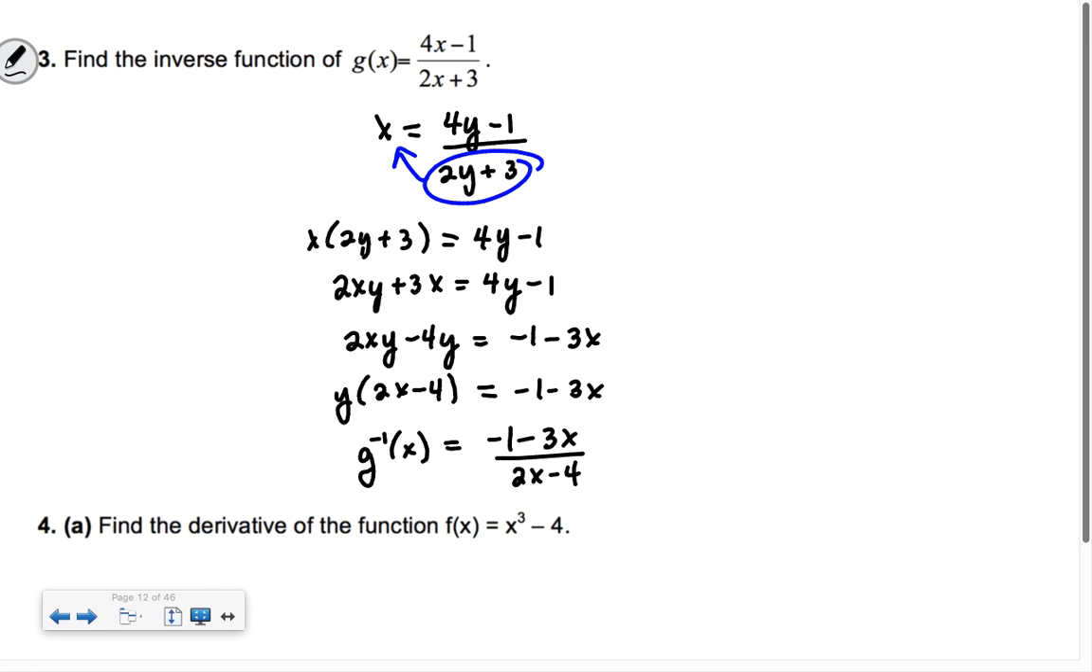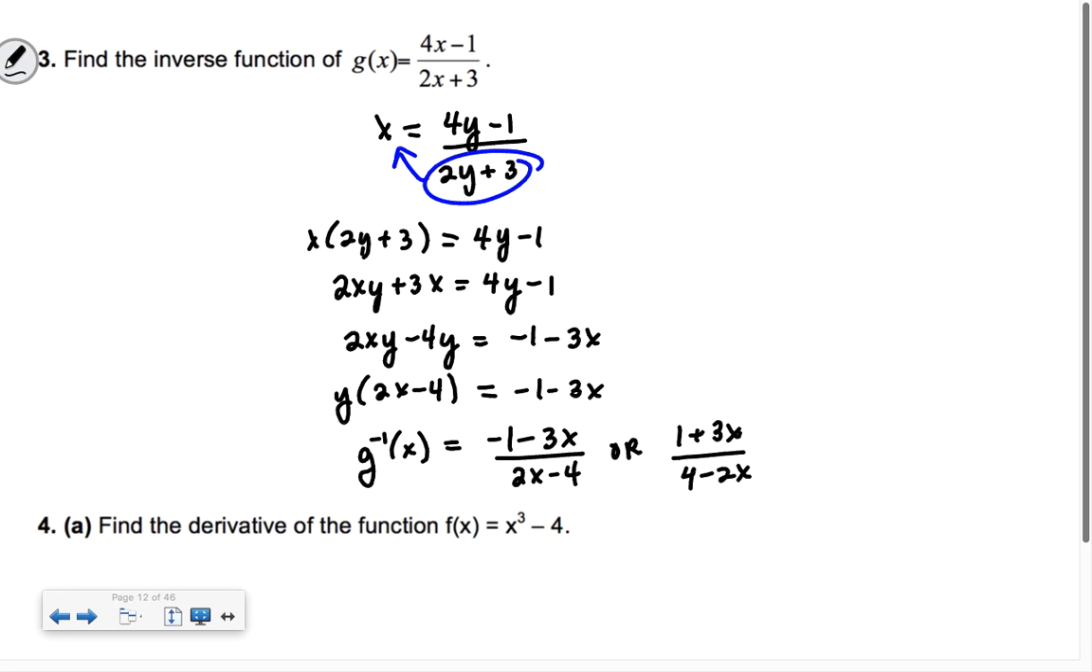All right, and your test probably won't leave an answer like that. If you have a lot of negatives on top and negatives on the bottom, they might multiply by negative 1 on the top and bottom, so you might have 1 plus 3x all over 4 minus 2x. That's probably how the AP test would leave your answer. Okay?